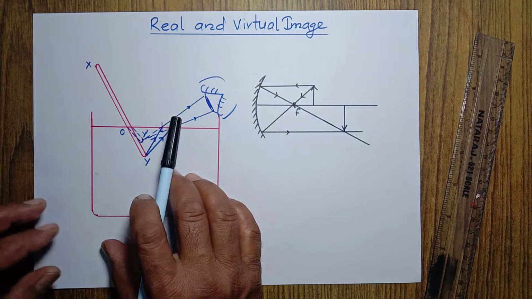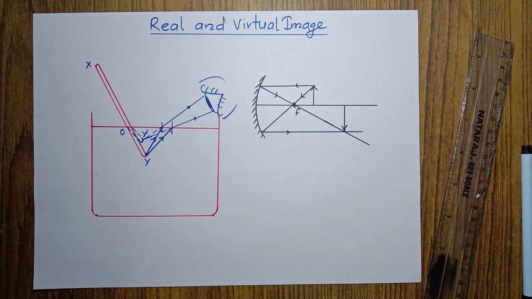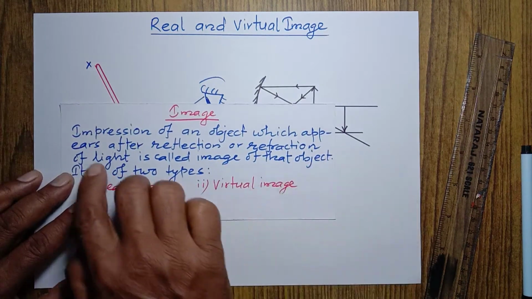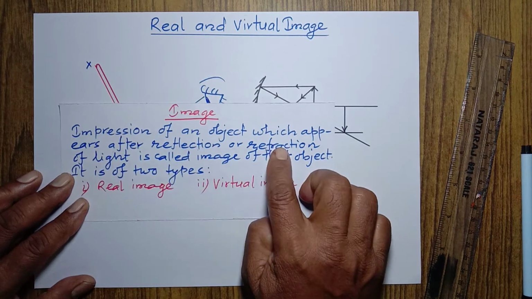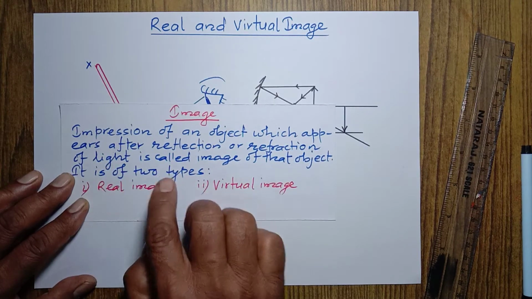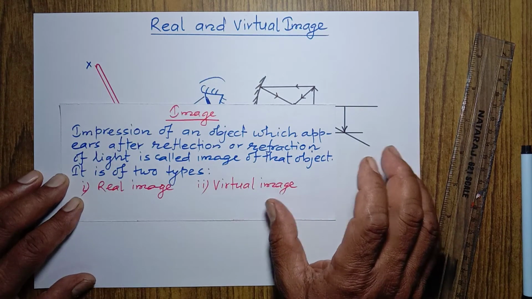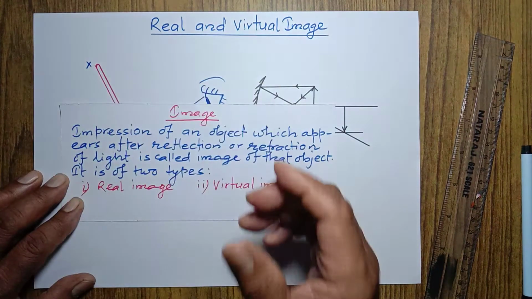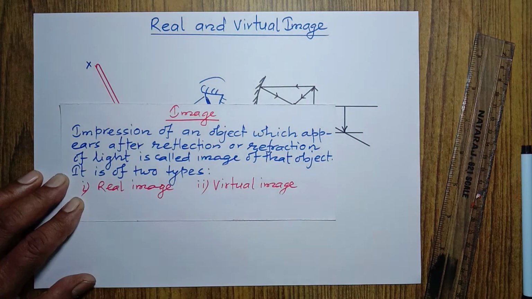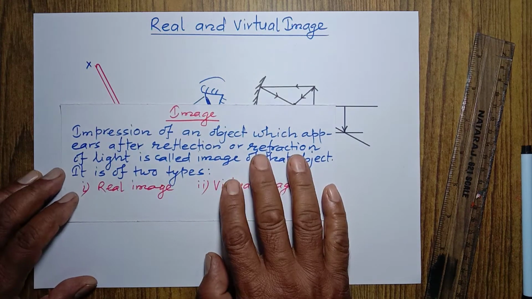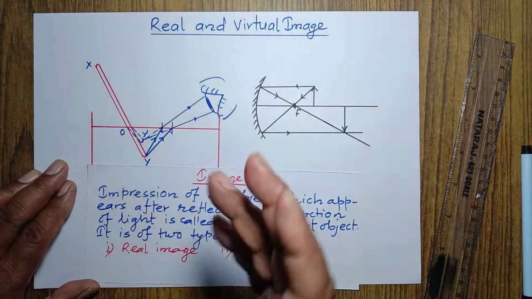Now let's start from the beginning. What I told you at first, what is an image? If you are asked what an image is, then you can say: the impression of an object which appears after reflection or refraction of light is called the image of that object. Just for example, if you are in front of a mirror, then you can see your impression in the mirror. That is your image. It is of two types: one is real image, another is virtual image. This way we can define image.